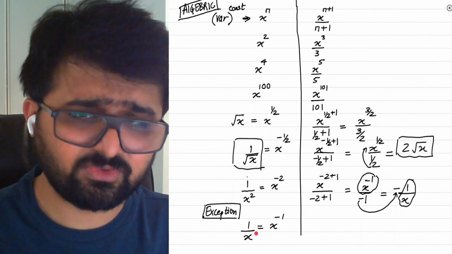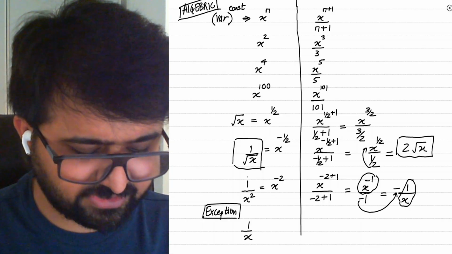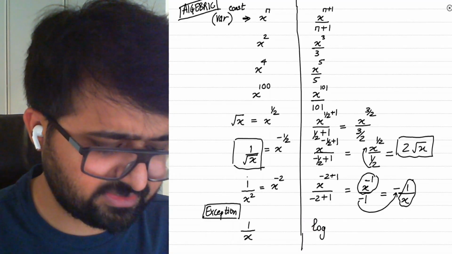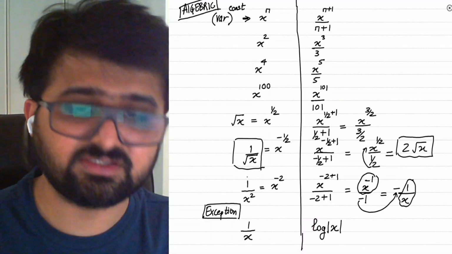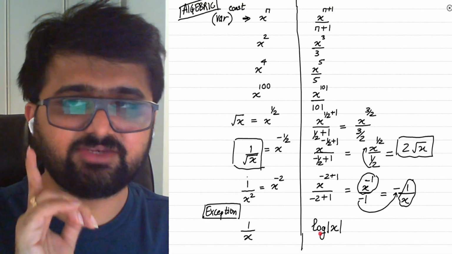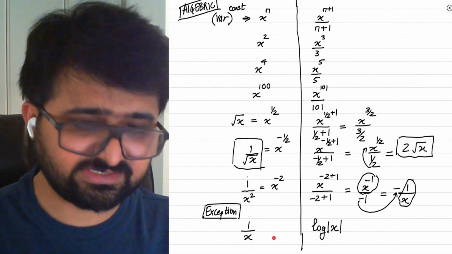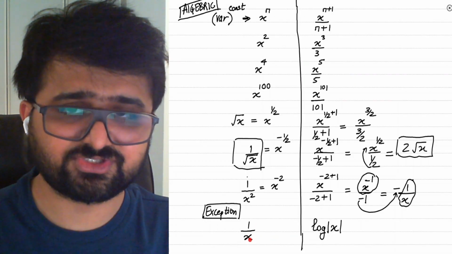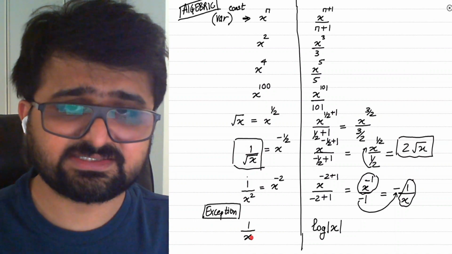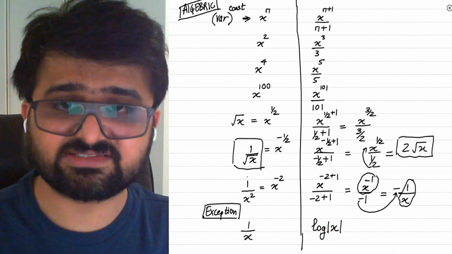So for 1 over x, we don't write it as x to the power minus 1. That's the only exception that we have. For 1 over x, the integration of 1 over x is log mod x. Now we know that this also comes from the derivative of log x. The derivative of log x is 1 over x. So that's one of the reasons that for 1 over x, there is an exception where you don't apply this rule of algebraic functions. The integration of 1 over x is log mod x. I hope that makes sense.